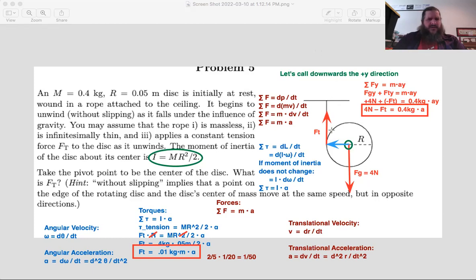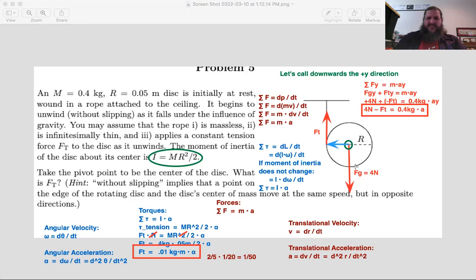If we look at a point on the edge where it's attached to the rope, that point is not actually moving at all. Because as it rolls down the rope, the point that's attached to the rope can't move. So I don't think that hint is really going to be helpful here, because the point that's attached to the rope is not moving at all.